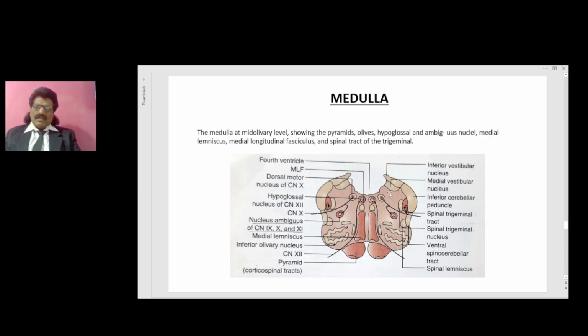So here on the other side, this is the inferior vestibular nucleus, 8th nerve. This is the medial vestibular nucleus. This is the inferior cerebellar peduncle. The trigeminal nerve nucleus has the pain tracts also. You have the spinal trigeminal tract here, the spinal trigeminal nucleus. This is the ventral spinocerebellar tract, and this is the spinal lemniscus. So this is the cross section of the medulla oblongata.